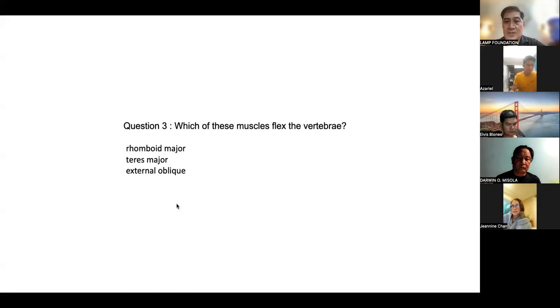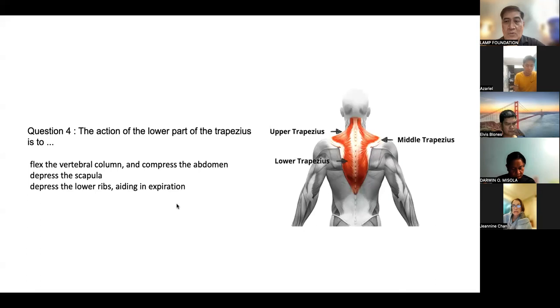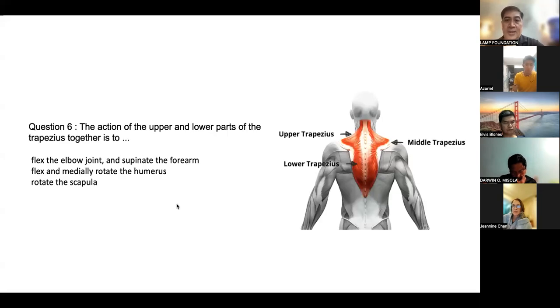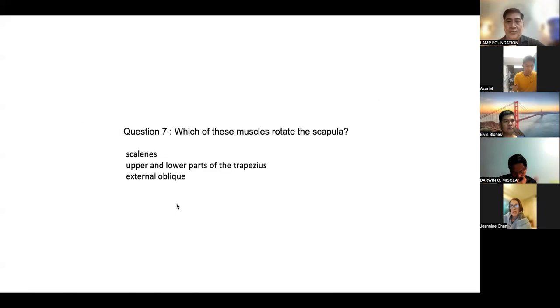Which of these muscles flex the vertebrae? External oblique. The action of the lower part of the trapezius is to depress the scapula. Good. Which of these muscles stabilize the shoulder joint? Infraspinatus. Subscapularis. Okay. The action of the upper and lower parts of the trapezius together is to rotate the scapula. Good. Which of these muscles rotate the scapula? Upper and lower parts of the trapezius.